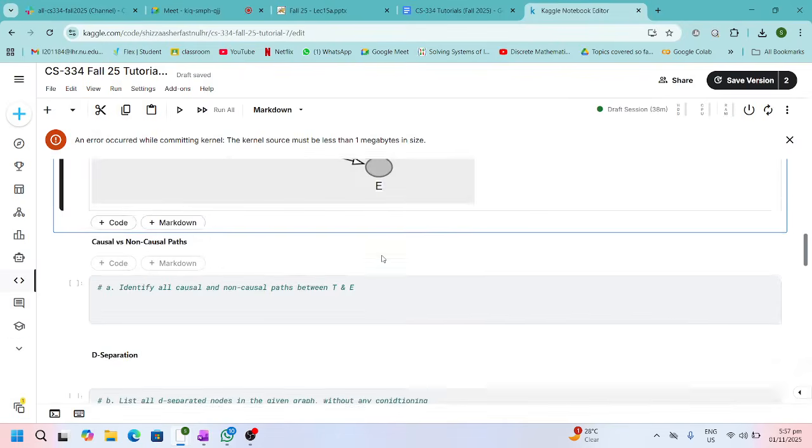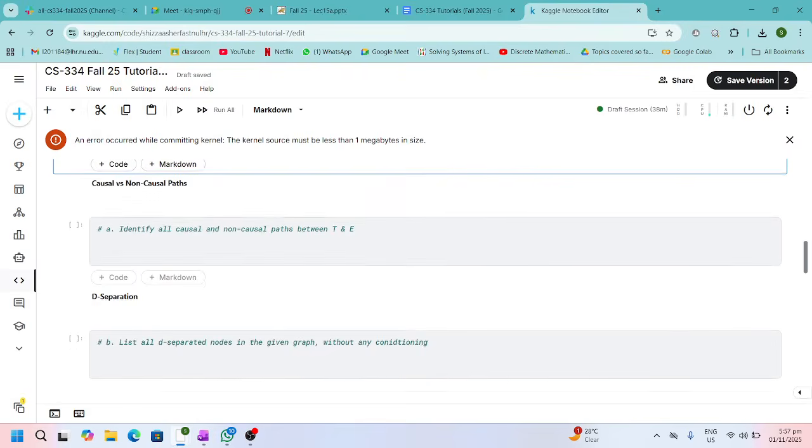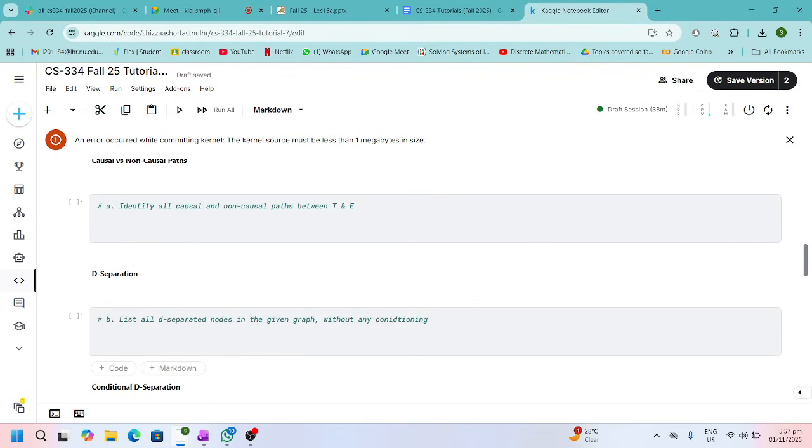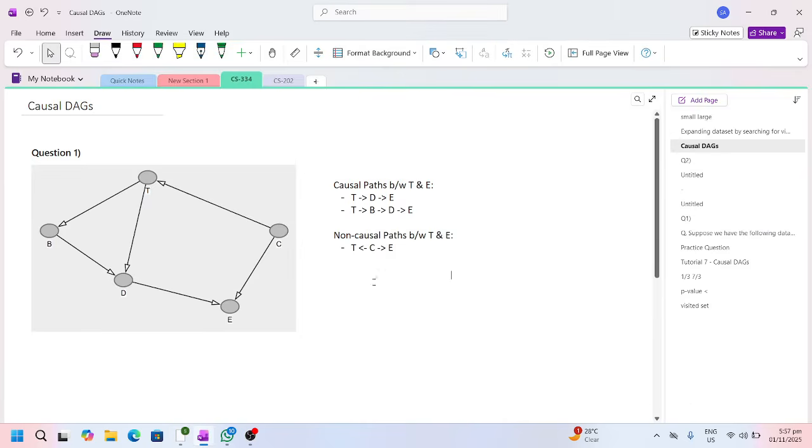Let's look at the next part of our question. D-separation. List all the d-separated nodes in the given graph without any conditioning. Let's move this aside for now.